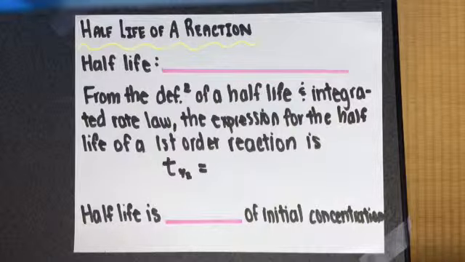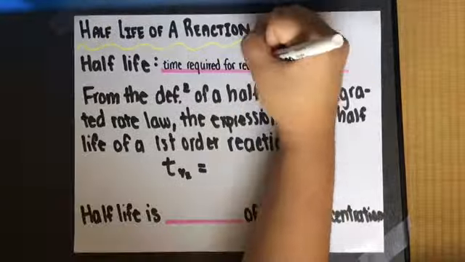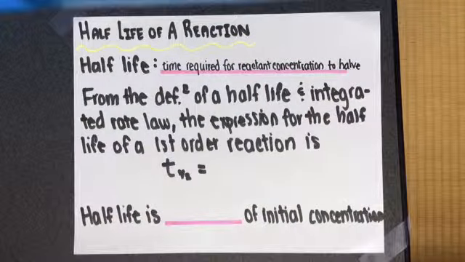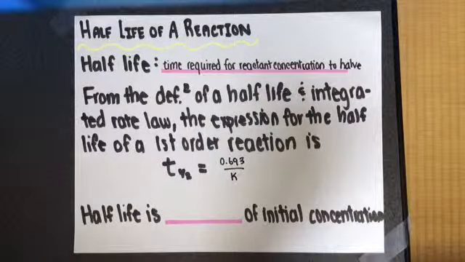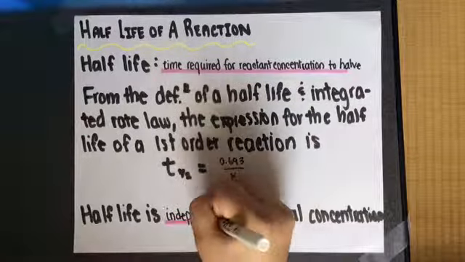Finally, I will be talking about half-lives. A half-life is the time required for a reactant concentration to halve. From the definition of the half-life in the integrated rate law, the expression for the half-life of a first-order reaction is 0.693 divided by k. Keep in mind that half-lives are independent of initial concentration.